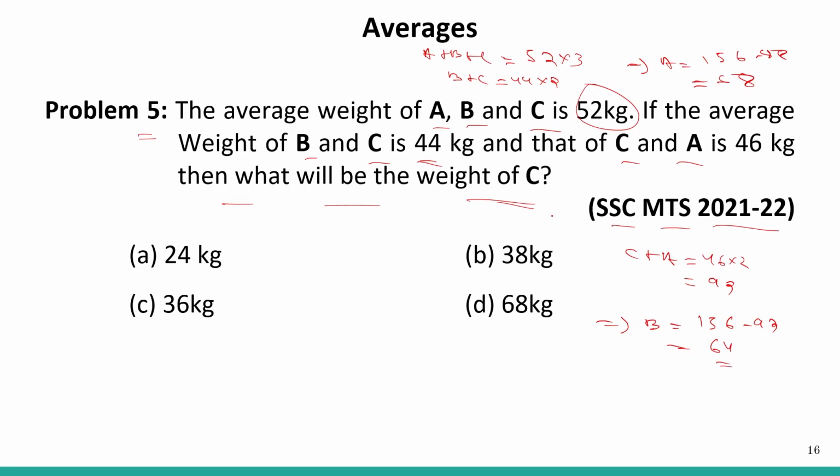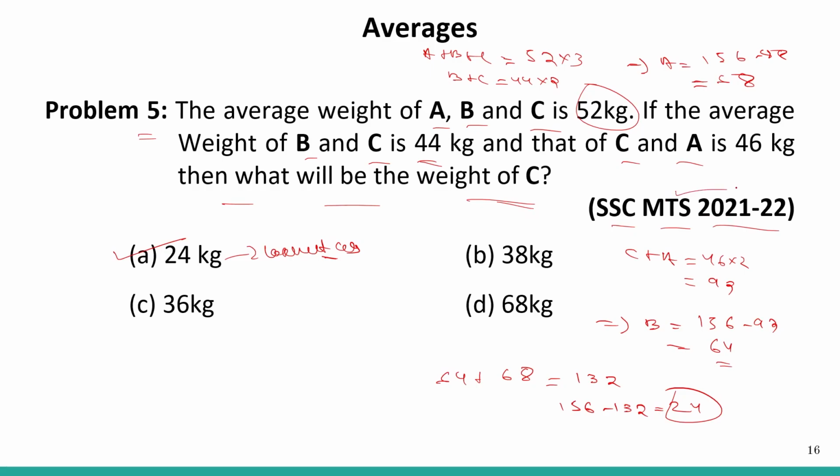Okay, so what will be the weight of C? 64 plus A, which is 68, gives 132, right? So 156 minus 132 is equal to 24. So 24 kg will be the correct answer. So this is the correct answer. The weight of C will be this one.